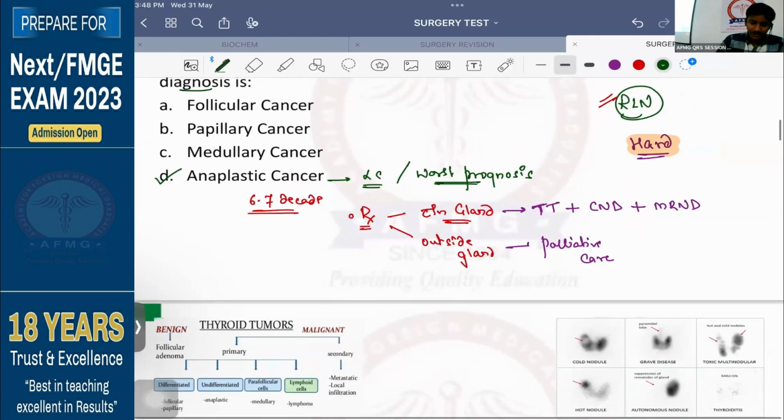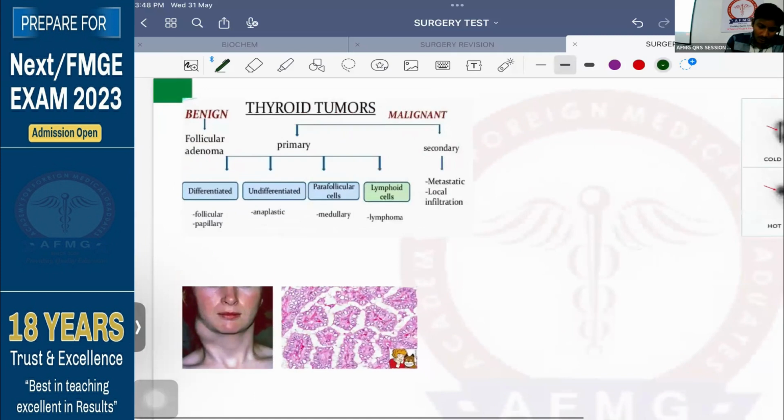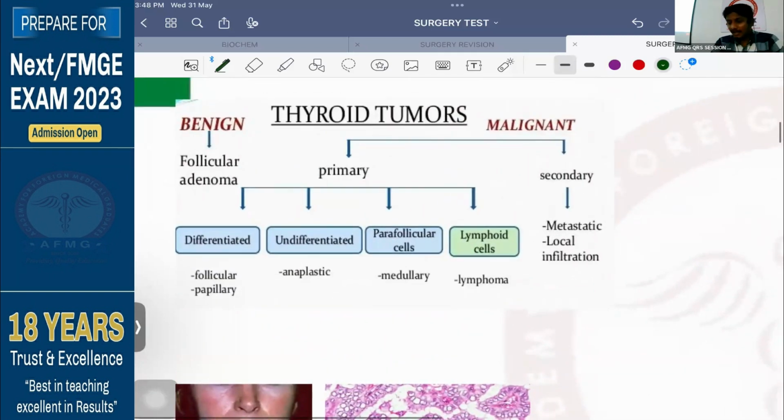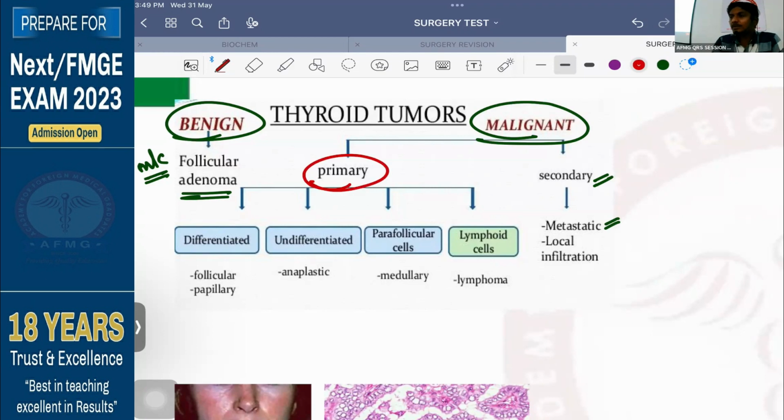Now if I talk about thyroid tumors, guys, which is the most common benign thyroid tumor? Follicular adenoma, definitely. But if I talk about malignancies or malignant tumors, definitely there can be some metastasis from other primary cancers. That will be called as secondaries or metastasis. But if the cancer arises from the thyroid gland itself, this will be called as a primary thyroid cancer.